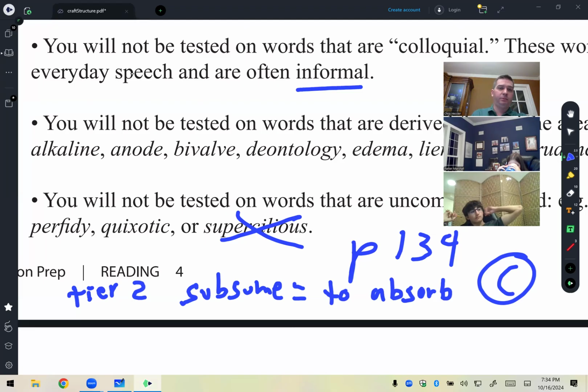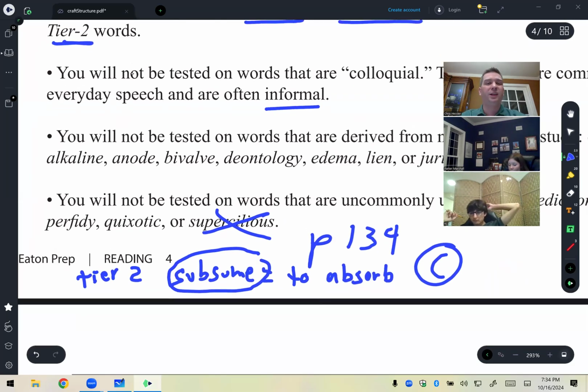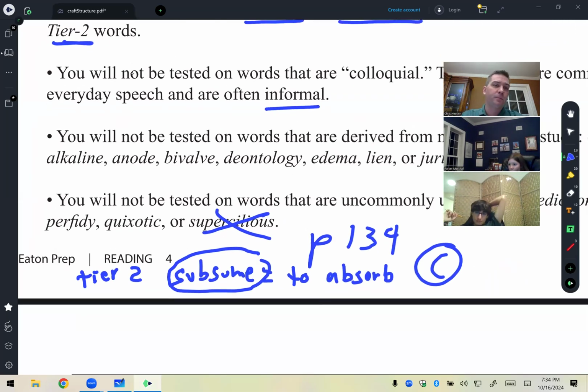But every now and then I'm looking at some of these tests on Blue Book, and I see harder words than I would expect. So I just wanted to cover that. Don't be terrified if you see words that are a little bit harder than you would think. You're going to approach that question in the same exact manner as you would any of the other ones.